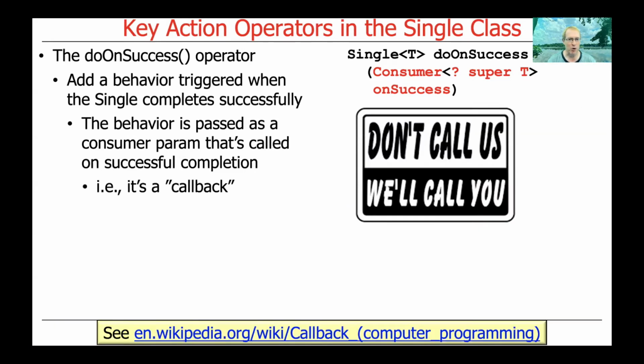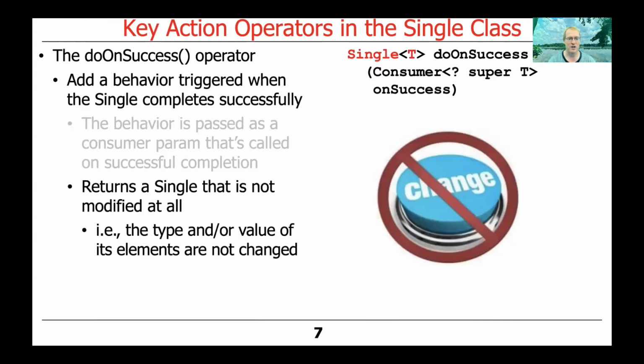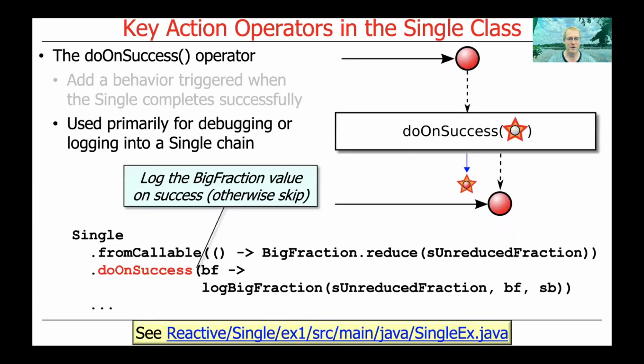You can think about the parameter that's passed to doOnSuccess as being a callback. So it's basically used to invoke an operation with a side effect, or a behavior with a side effect, without having any modification changes. It returns a Single that's not modified at all. The type's not modified, the value of the elements aren't changed, it just has the side effect.